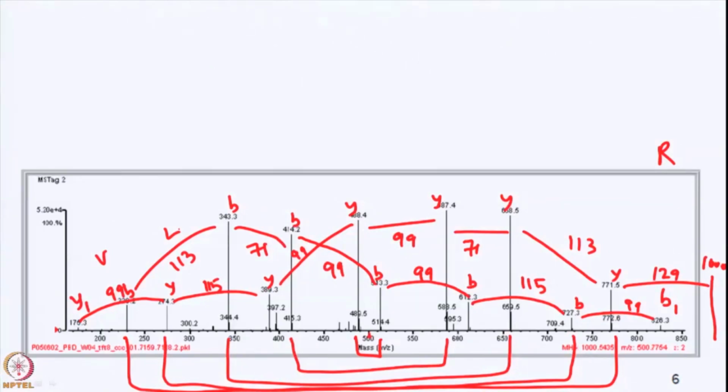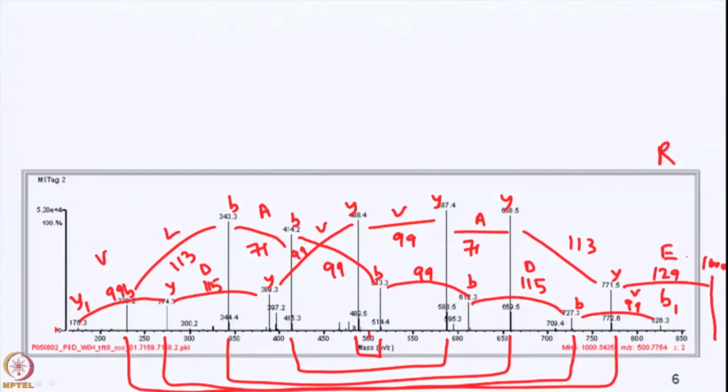115 is aspartic acid. 99 is valine. Where are we here? 71 is alanine. There's a bunch of valines here, right? Alanine. 115 is aspartic acid. That's valine, and this is glutamic acid. 129 is E.